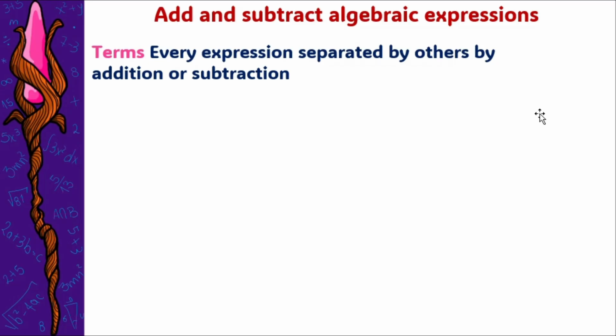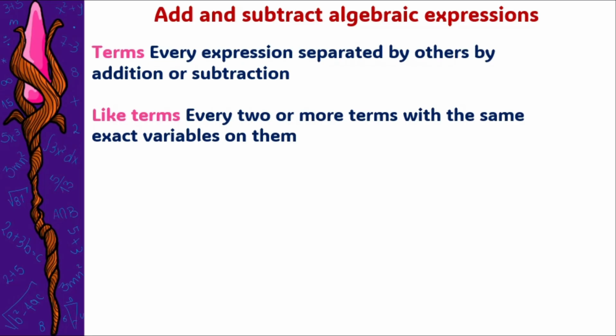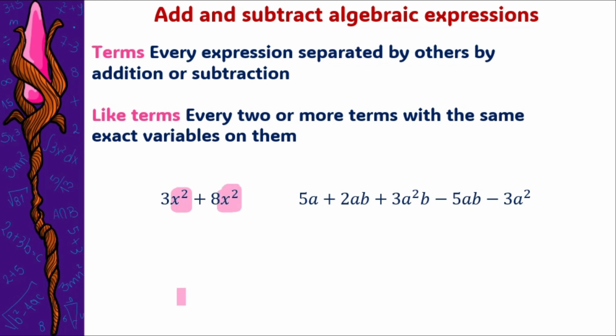Okay, let's check the other very important concept that we need to know. It's about like terms. When we talk about like terms, it's every 2 or more terms that have exactly the same variables in them. Remember, the variables are the letters or the symbols that we use to represent values. So for example, in this expression we have these 2 terms that have exactly the same variable part. They are both x squared, so they are like terms.